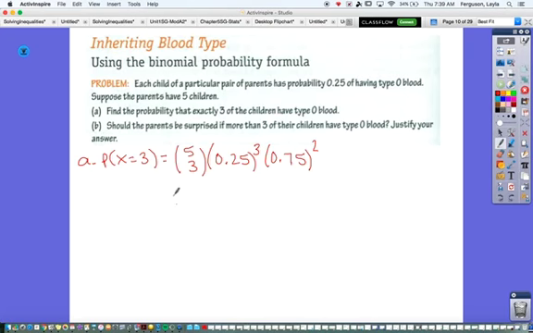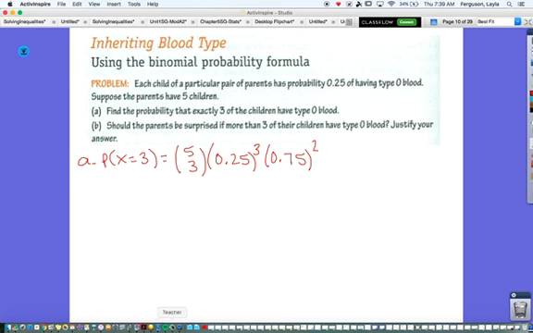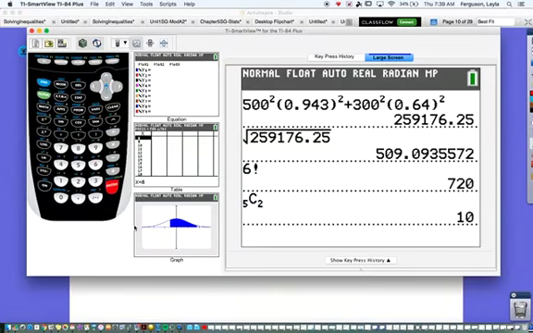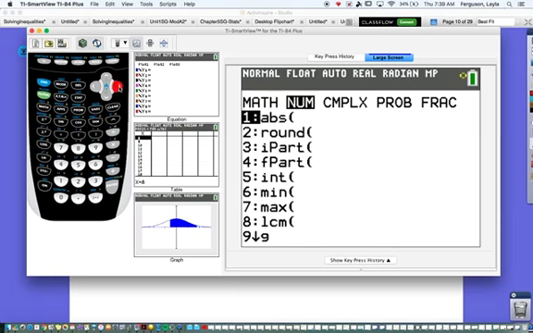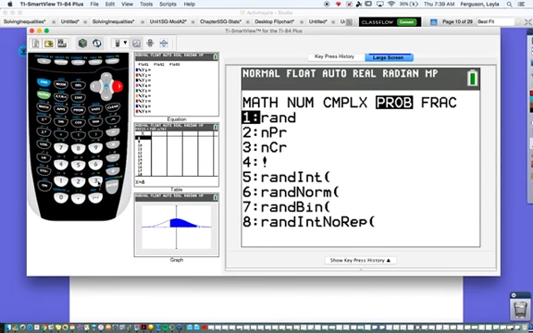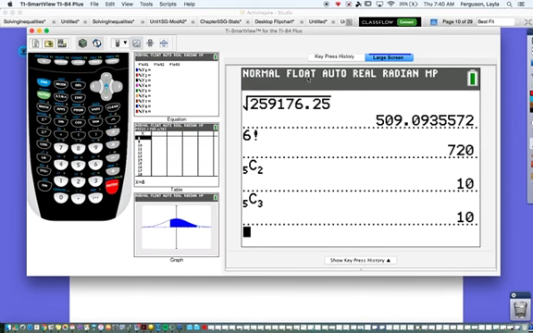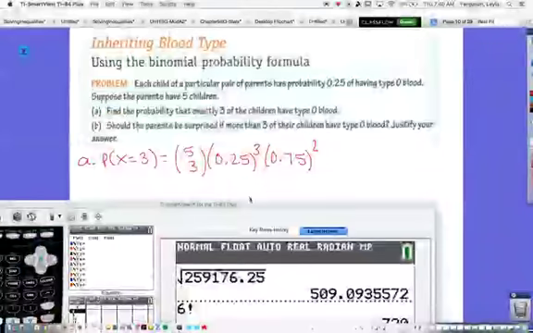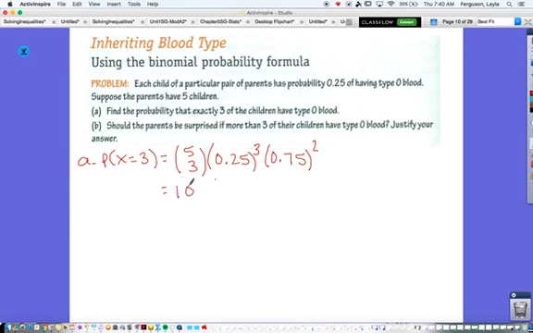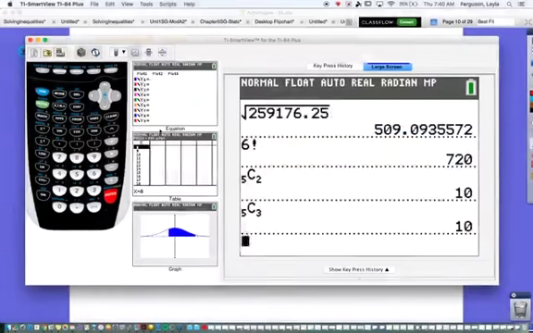This part we do the nCr thing, so on our calculator, we would do 5, go to math, go to probability, go to nCr, which is 3, and we were looking at 3. So there is 10 different ways I can make that happen. So this is going to be 10. Then I have to do 0.25 to the 3rd.